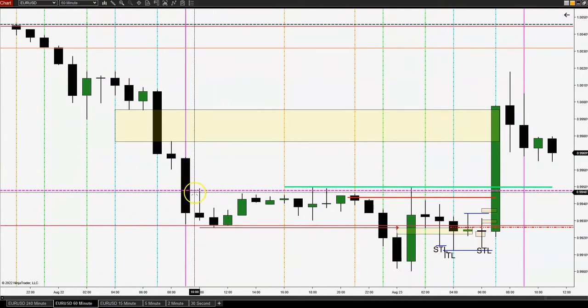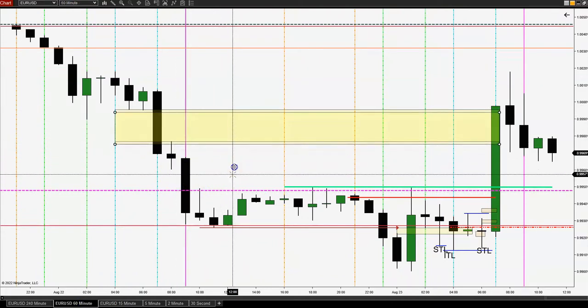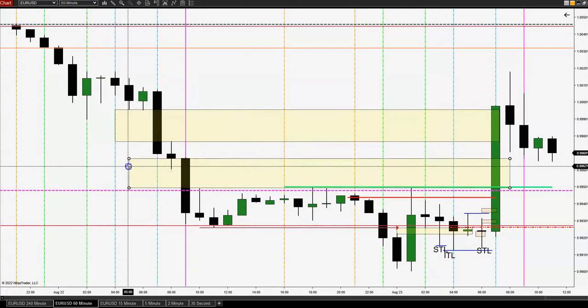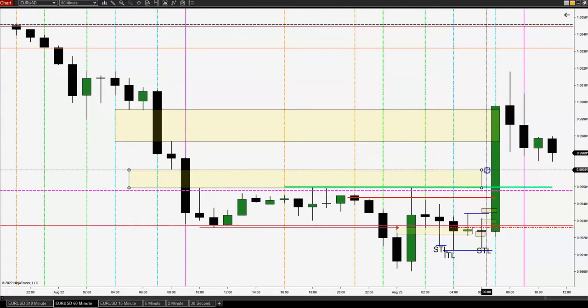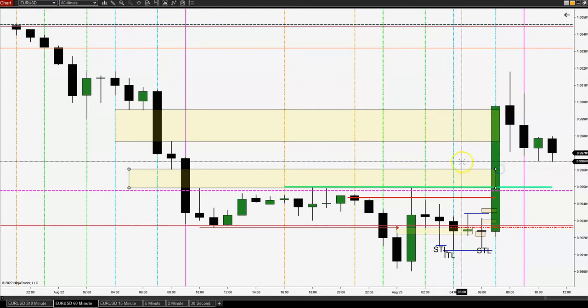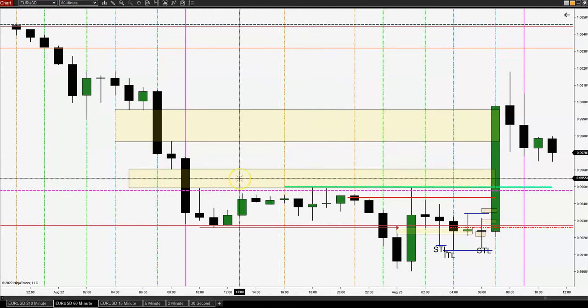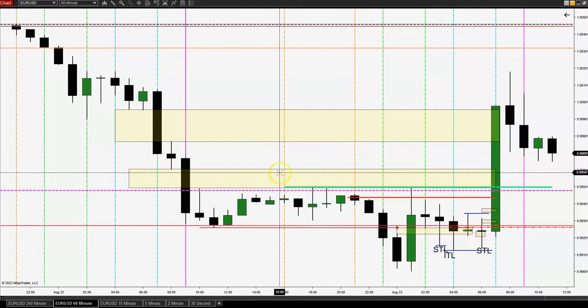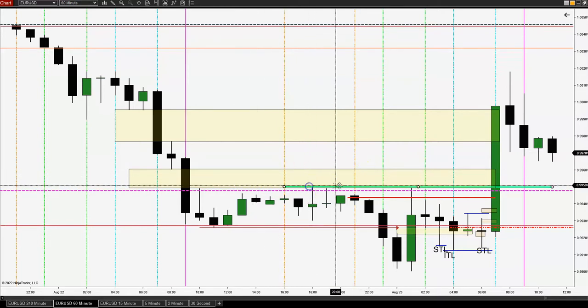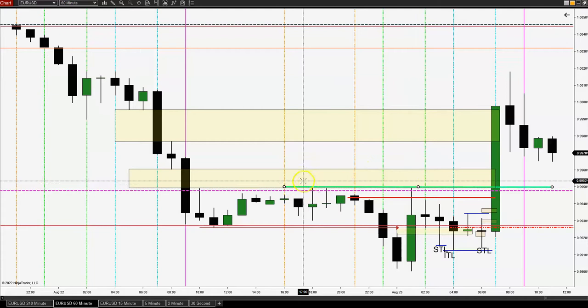I know we had this area here as well, right there. I actually did have it. I'm not sure what happened to it. May have accidentally deleted it. But anyways, two things here. We have a fair value gap here, and then we have this right here. Look at this. This is what?